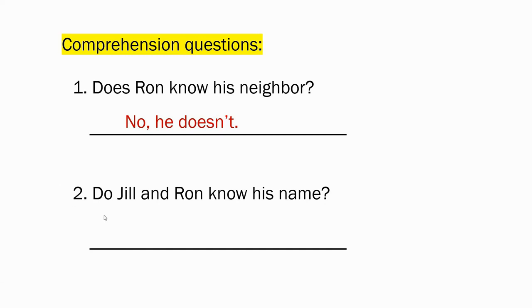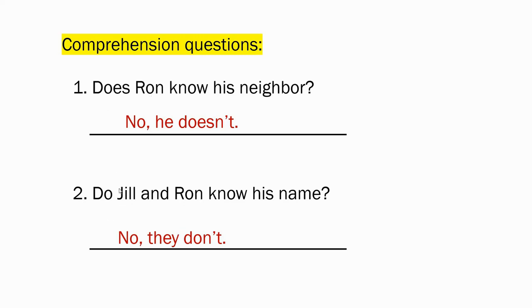Answer. Do Jill and Ron know his name? No, they don't. So again, here, as you can see, in number 1 question, we have the verb does. Why does? Because our subject is singular. Only one, which is Ron. So we have to use does.